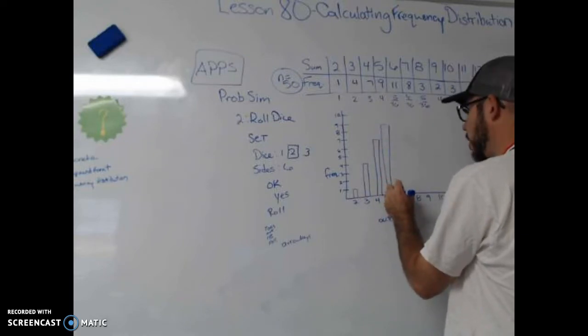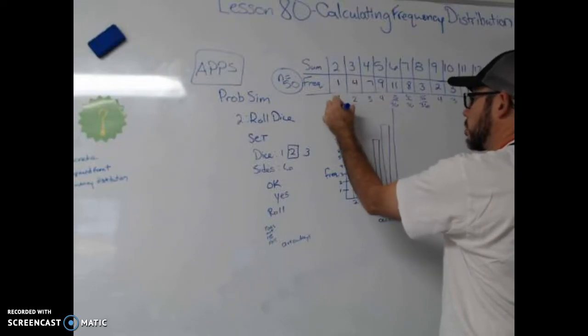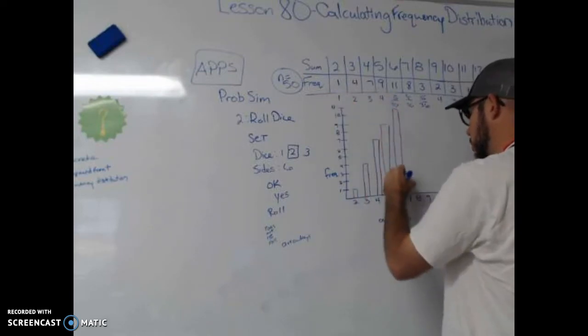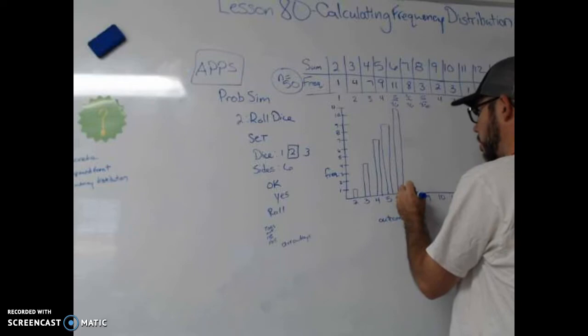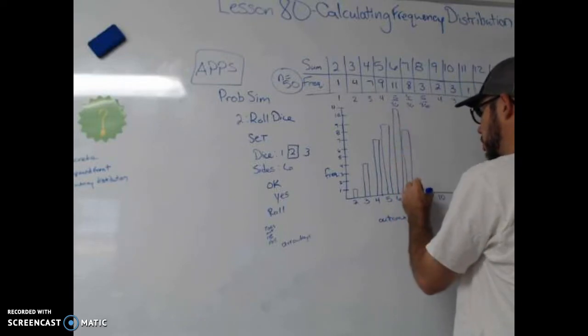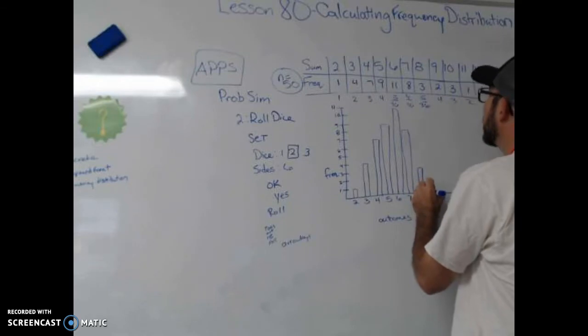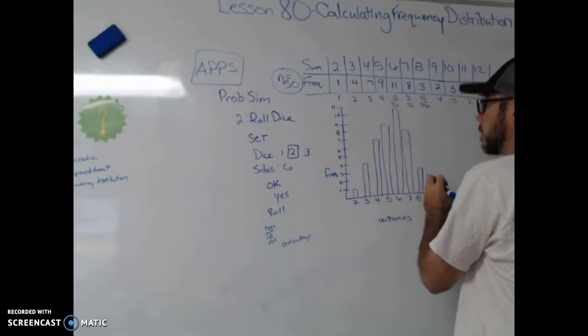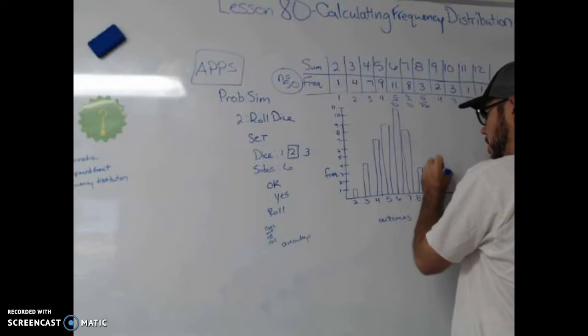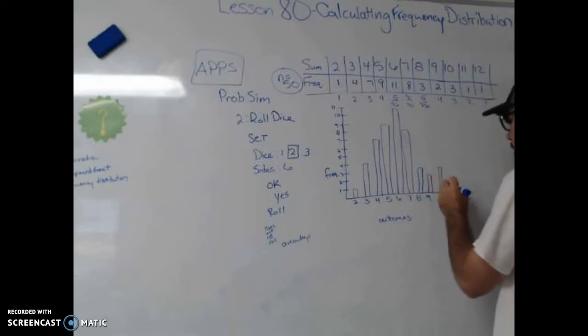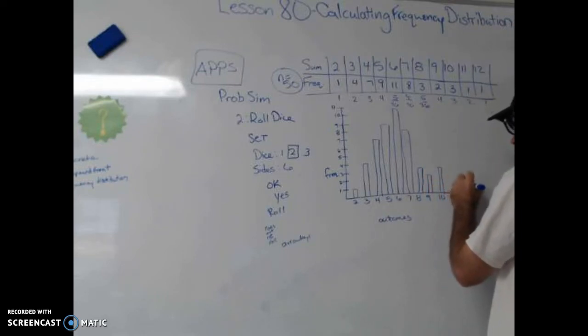6 happened 11 times. Oh, we got to put a new number up there. 7 happened 8 times. 8 happened 3 times. That's kind of weird. 9 happens twice. 10 happened 3 times. And 11 and 12 happened once.